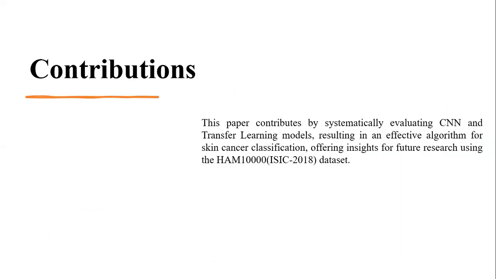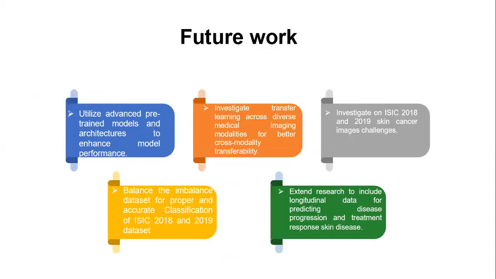These are our contributions, showing how accurate our model is and how it contributes by systematically evaluating CNN and transfer learning models, resulting in an effective algorithm for skin cancer classification, offering insights for future research using the Human Against Machine 10,000 dataset. For future work: balancing the imbalanced dataset for proper and accurate classification of the ISIC 2018 and 2019 datasets, investigating ISIC 2018 and 2019 skin cancer image challenges, and investigating transfer learning across diverse medical imaging models for better cross-modality and transferability.